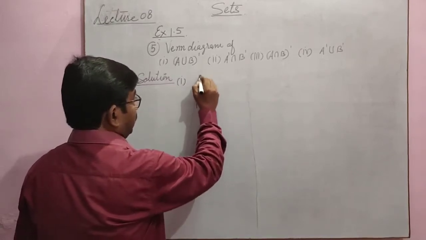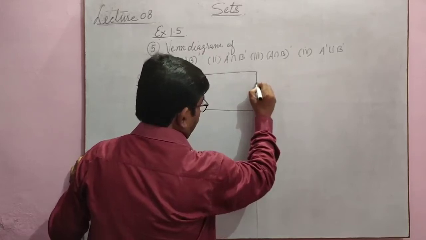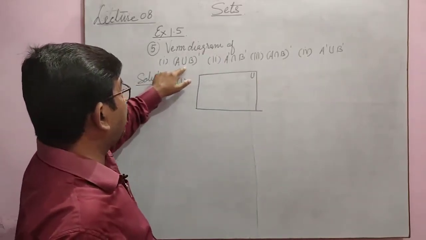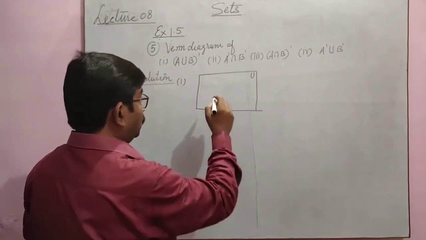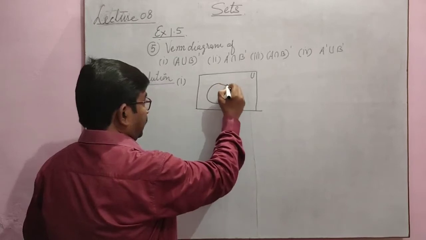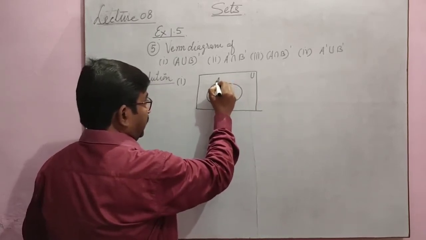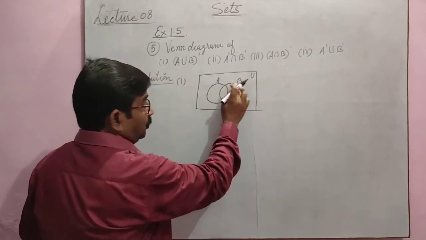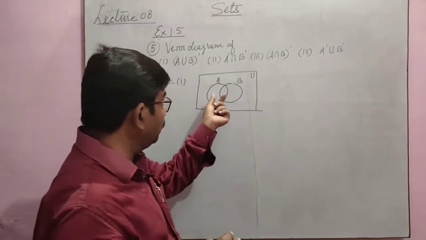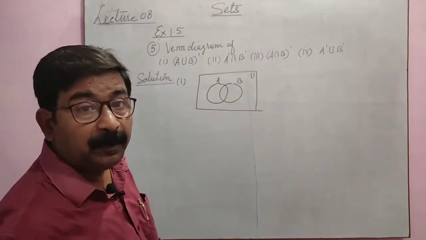See, I am drawing this universal set and we have to find A union B. So let's see, this is set A and this one is set B. This is set A and this is B. So this portion is A union B, meaning the portion which is included in the circles is A union B.